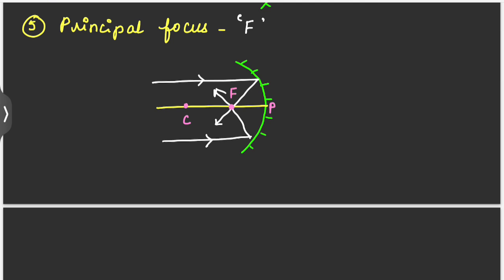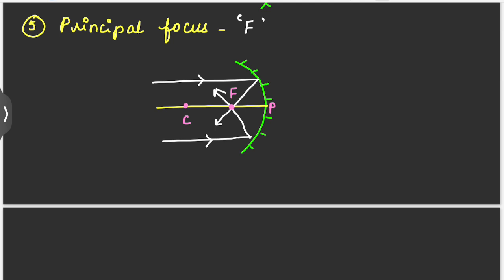Is that clear? So what is principal focus? Whenever a light ray falls on the reflecting surface, it will bounce back like this, and the rays are going to meet, to intersect at a point. That intersecting point is called the principal focus, and it is represented by capital F. So this is for the concave mirror. For the concave mirror, the focus will always be in front of the reflecting surface. So let us see for the convex mirror where it will be formed.